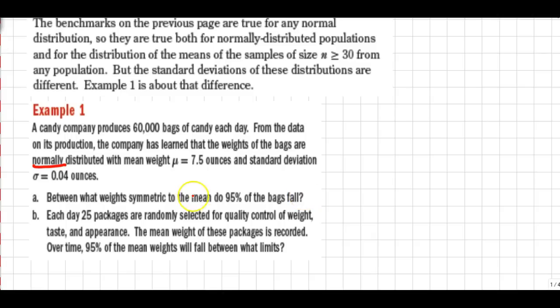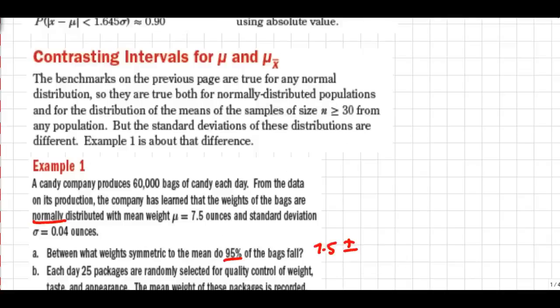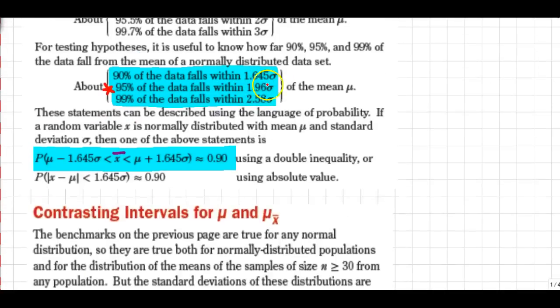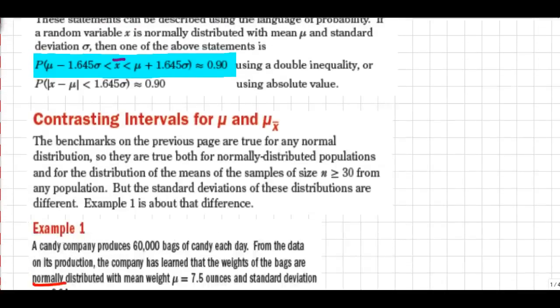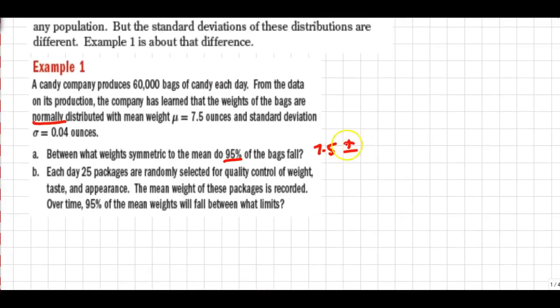Now it says the mean of the weights. So we're not doing a sample here, we're just using the original data. So we're going to take the mean. We're going to add and subtract. Remember it was 95%. So the standard deviation calculation we're going to use is 1.96 times the standard deviation. So we're going to do plus and minus 1.96 times the standard deviation, which was 0.04.